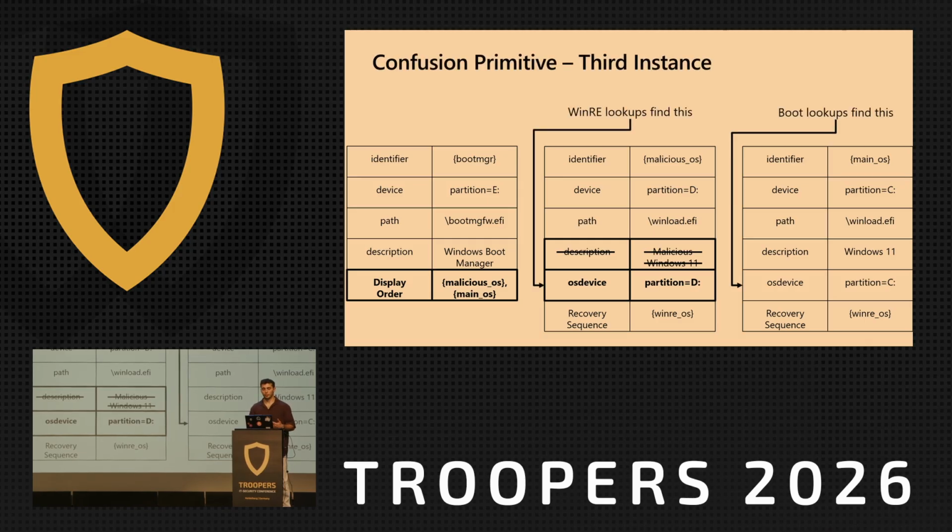As a result, during the boot phase, the boot manager evaluates the malicious entry first, right? It iterates over display entries, and so first it encounters the malicious one, but it skips that malicious entry because the description element is missing. So it then proceeds to the main OS entry, unlocking its OS device, which is the BitLocker encrypted volume. And then when WinRE later performs its own lookup, it encounters the same malicious entry first, but it does not enforce the description check. It treats this as valid and proceeds to recover the attacker-controlled volume. So that's the third confusion primitive that we found.